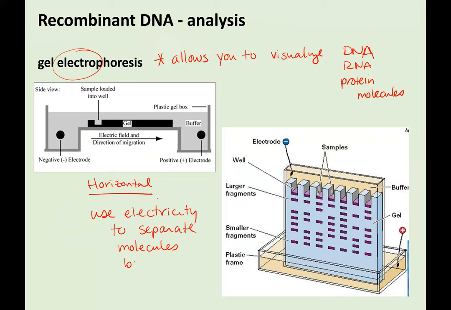So we have horizontal, which is the most common, especially for DNA or RNA. We also have vertical, which is used for DNA sequencing in the old days, used for proteins, used for some RNA. The concept is the same. They're both using an electrical field. They're both separating molecules based on size by using electricity. So how does that work?